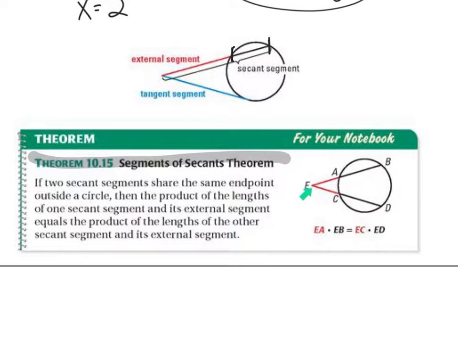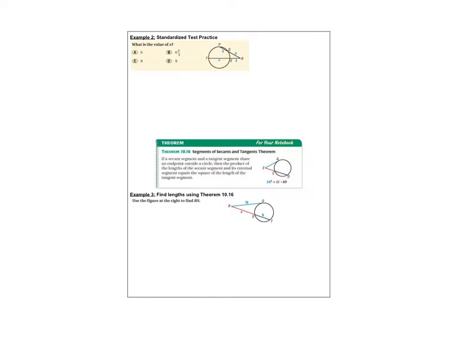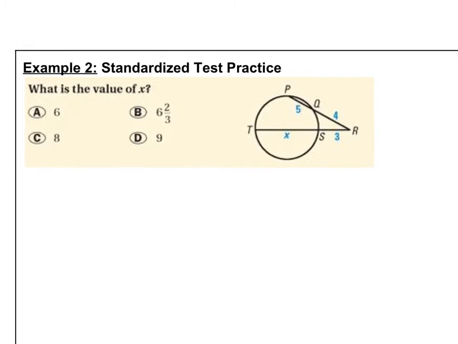They meet at a common point out here. Therefore, the external segment EA times the entire segment EB will be equal to the external segment EC times the entire segment ED. Okay, so you're taking the external part times the entire segment and setting it equal to the external part times the entire segment. So we're going to put that action here with example number 2 on the back side of your notes.